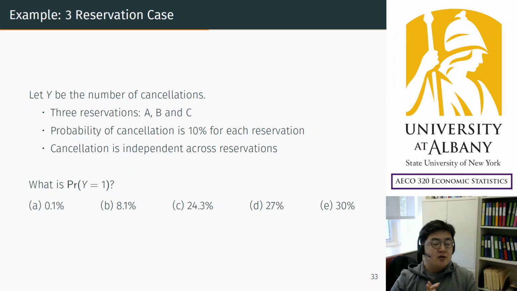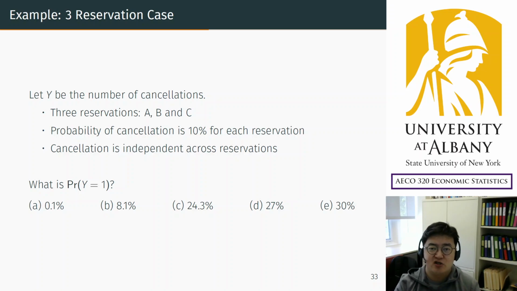Okay, hello. So, at the end of the previous video, I gave you this question. I asked you to think about a more general case with three reservations. There are three reservations for a restaurant or a flight, whatever you are comfortable with. So, A, B, C, three passengers made a reservation for a flight, and each one has a 10% cancellation probability. And the cancellation is independent across those passengers.